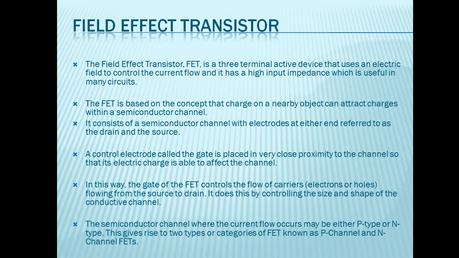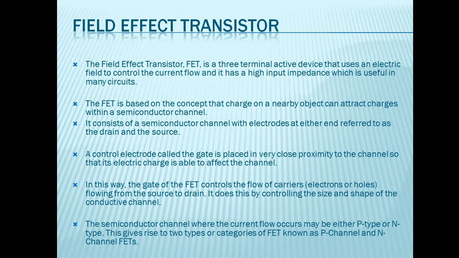The field effect transistor FET is a 3-terminal active device that uses an electric field to control the current flow, and it has a high input impedance which is useful in many circuits. The FET is based on the concept that charge on a nearby object can attract charges within a semiconductor channel. It consists of a semiconductor channel with the electrodes at either end, referred to as the drain and the source. A control electrode called the gate is placed in very close proximity to the channel so that its electric charge is able to affect the channel.